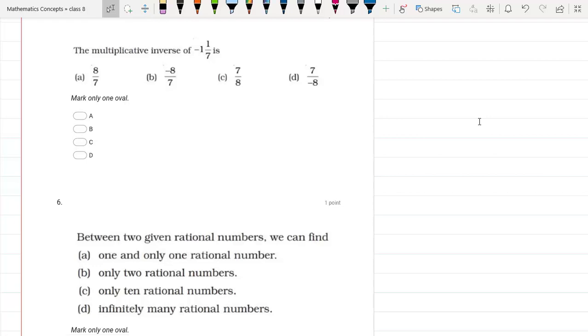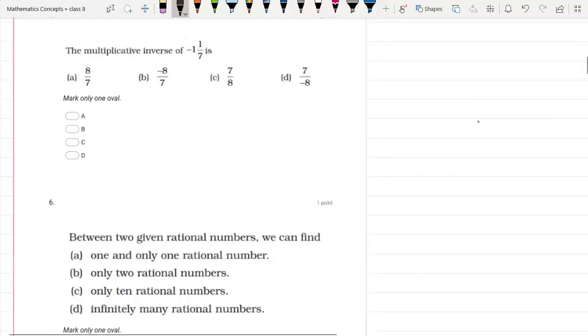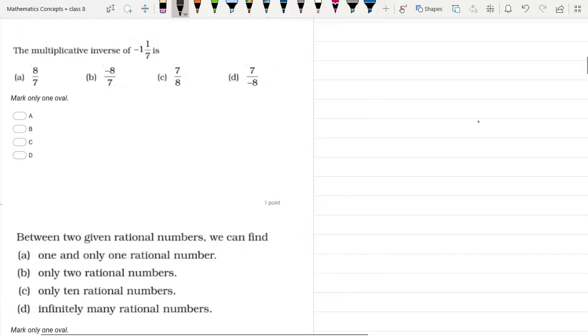Let's see. First of all, it is a mixed fraction, so we have to convert it like this. The number is minus 1 upon 7. First of all, we will convert it. It becomes 7 times 1 is 7, plus 1 is 8 upon 7. So the number is minus 8 upon 7.